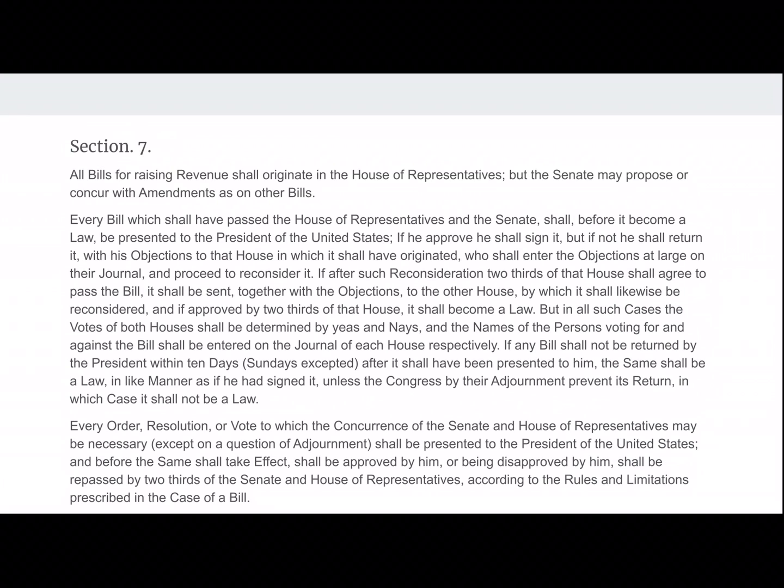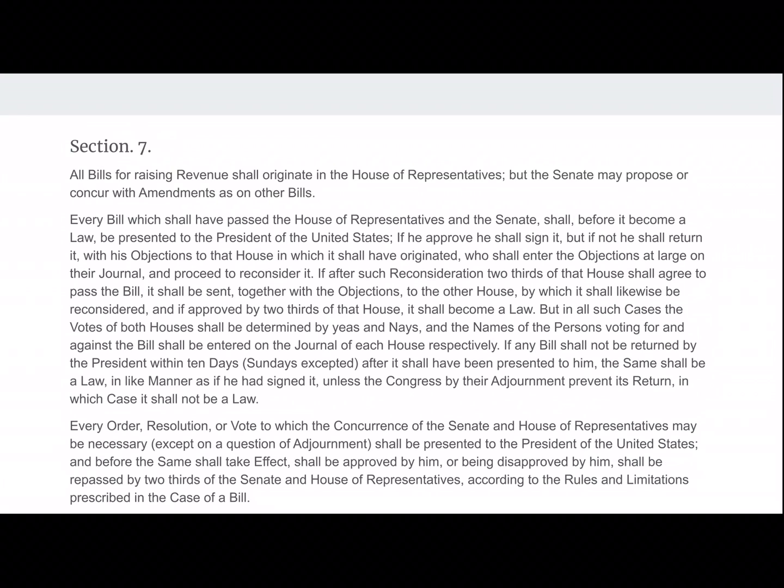Every bill which shall have passed the House of Representatives and the Senate shall, before it becomes a law, be presented to the President of the United States. If he approves, he shall sign it. If not, he shall return it with his objections to that House in which it shall have originated, who shall enter the objections at large on their journal and proceed to reconsider it. So they basically says the president can choose to sign it or not, but it has to go to his desk, and then they have to reconsider it.